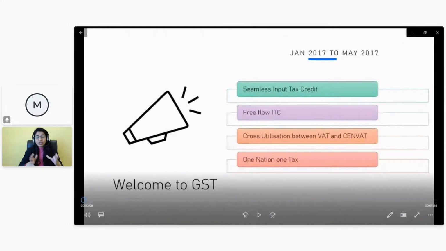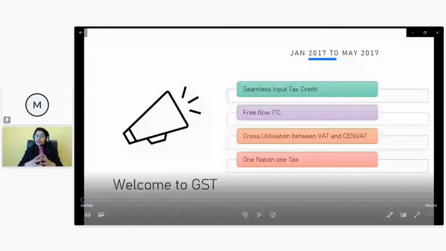There should be cross utilization of the VAT and the service tax which used to be charged. We know that especially for services, we used to charge service tax. When it comes to goods, we used to charge VAT. There was a lot of confusion when we talk about the pre-GST structure.